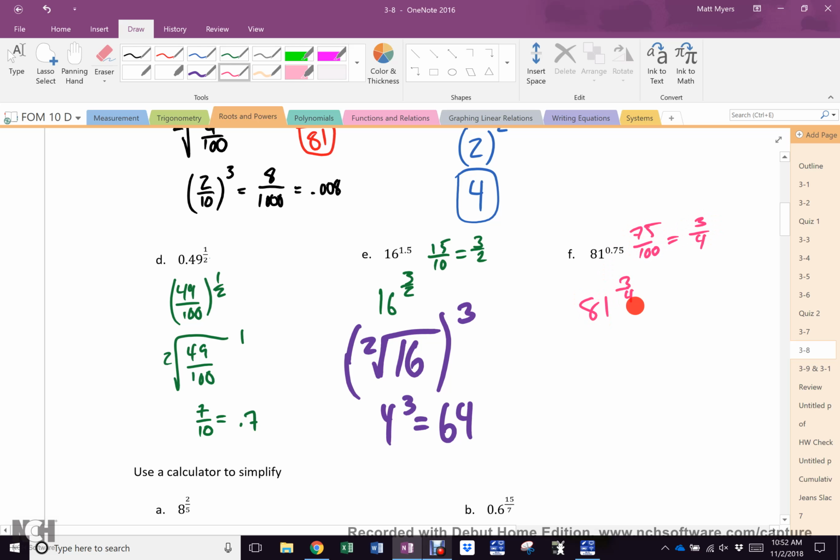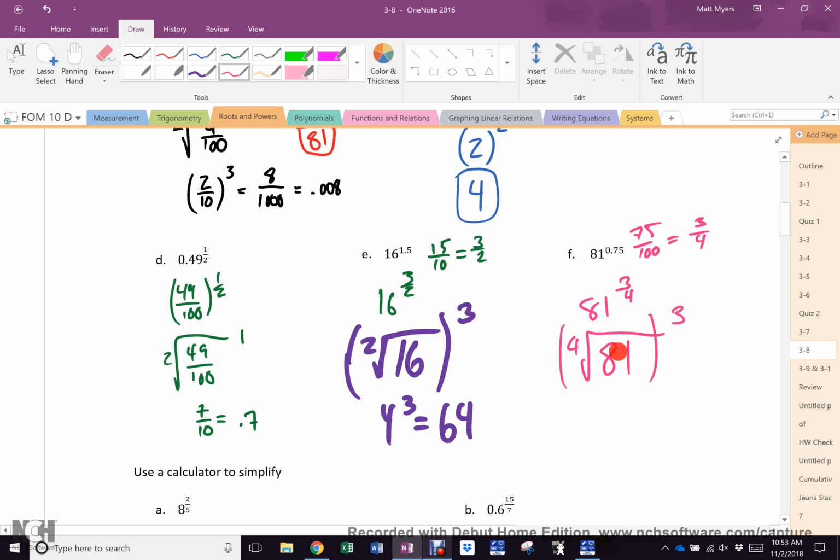What's the base? 81. So what's the radicand? 81. What's the denominator? 4. So what's the index? 4. What's the numerator? 3. So what's the power? 3. What's the 4th root of 81? Mr. Myers, I don't know the 4th root of 81.